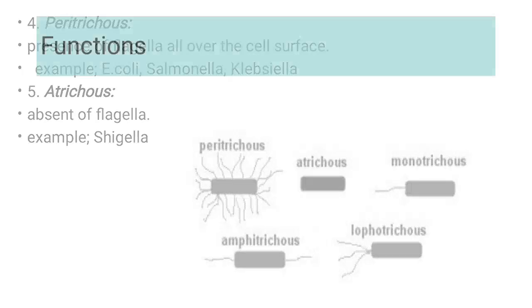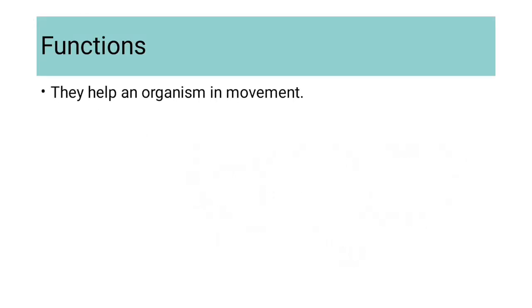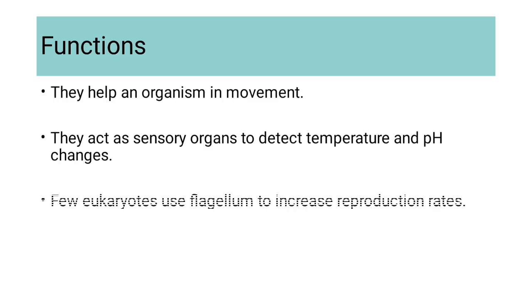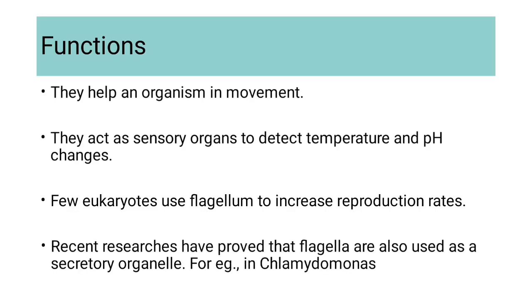The functions of the flagella: they help an organism in movement, locomotion, or motility. They act as sensory organs to detect temperature and pH changes. A few eukaryotes use flagellum to increase reproduction rates. Recent research has proved that flagella are also used as a secretory organelle, for example, Chlamydomonas.